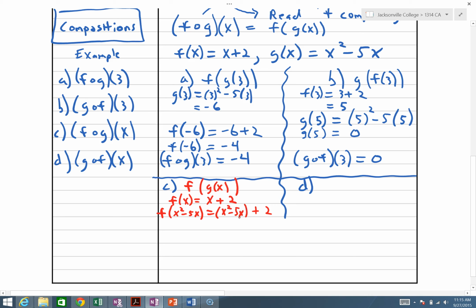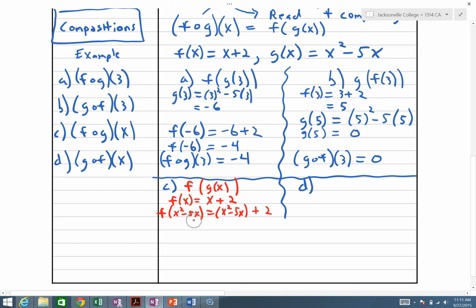All right, let's key on the substitution. F of X is very simple. F of X is X plus 2. What are we substituting in place of X? What we're substituting is G of X, and G of X is X squared minus 5X. So you see, instead of X, I've put X squared minus 5X. Instead of X, I've substituted X squared minus 5X.